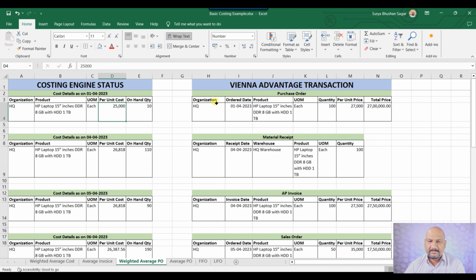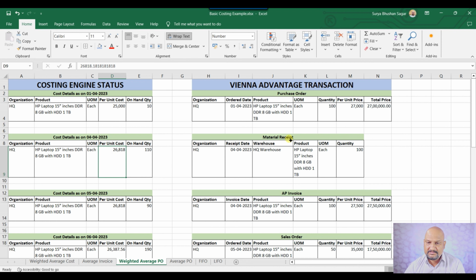Now on the right side, I have started my transactions on 1st of April. The first transaction is 100 quantities with a 27,000 price for this laptop, and I have received all these 100 quantities on 4th of April. As soon as I complete this material receipt, my status becomes 110 as total quantity in the costing engine and 26,818 as per unit cost.